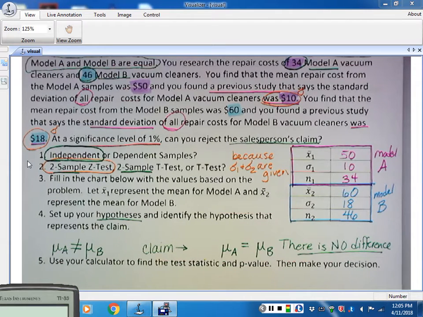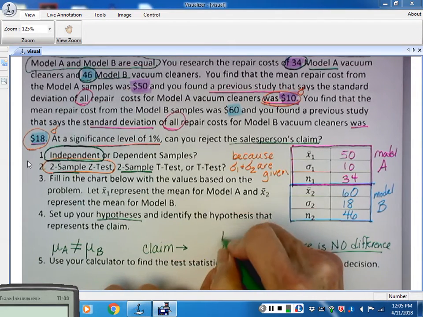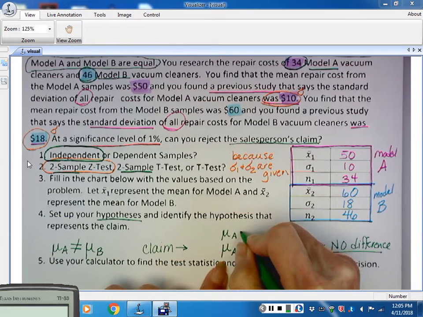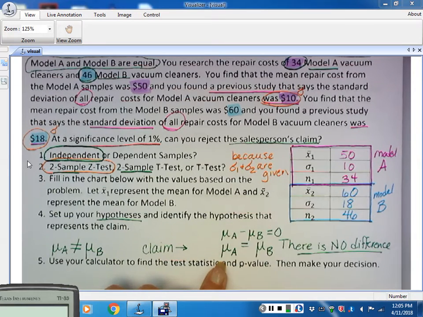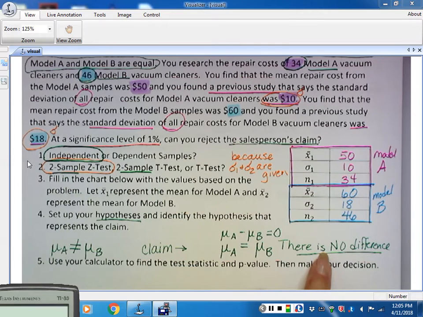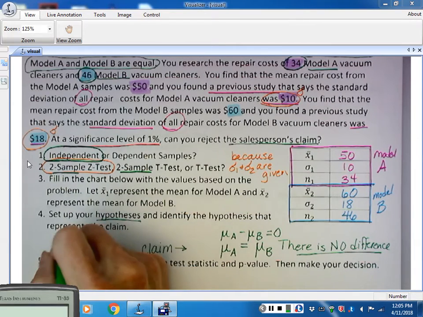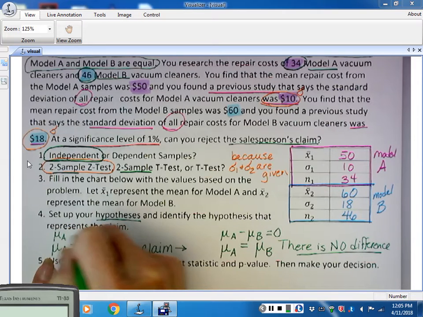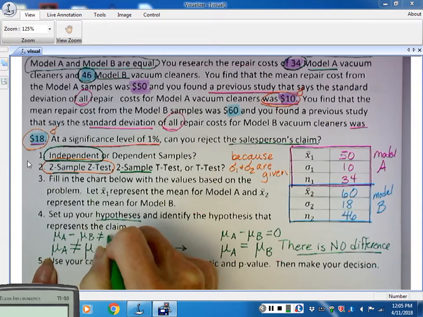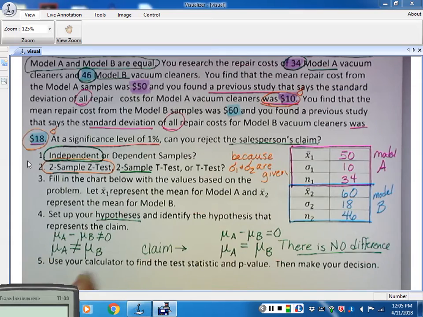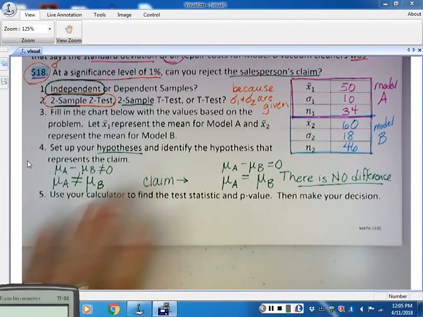Now be aware that this could also be written this way, because both of those say there is no difference. This one could also be written that way. And that way basically said, yes, there is a difference. There is a difference between the two.